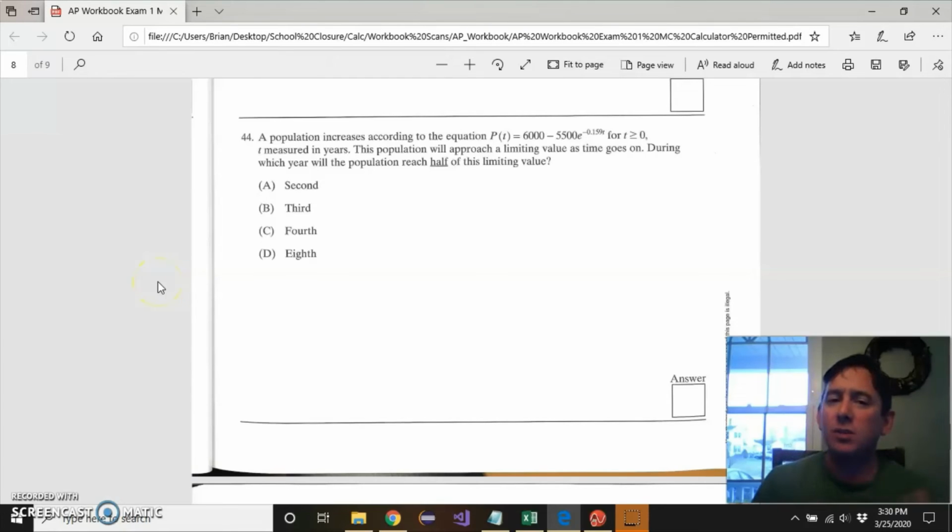Okay, 44 is a little weird just because of the language. We have a population that is increasing over time. Here's our weird population model. And they introduced this idea of a limiting value, which will make more sense, I think, when you see the graph in a second. So this population will approach a limiting value as time goes on, just in general meaning that population is going to cap out at some point. For whatever reason, they run out of room, food, resources, whatever, or your population levels out. During which year will the population reach half of its limiting value?